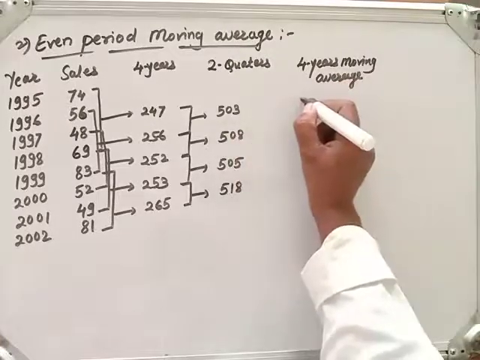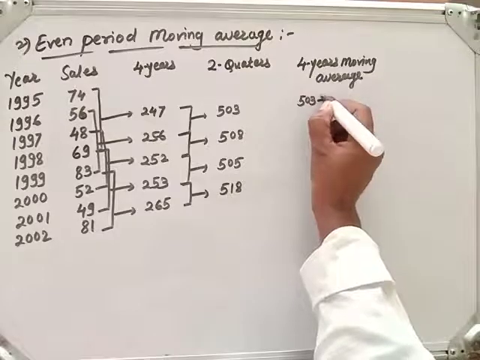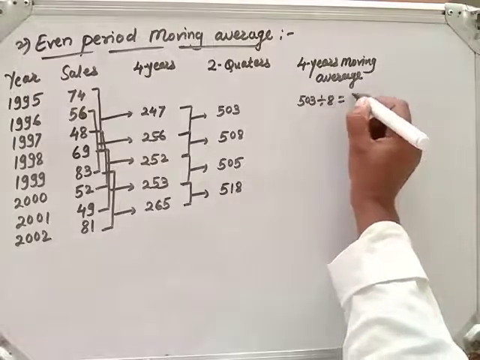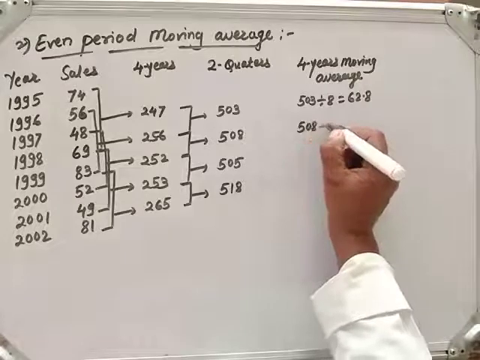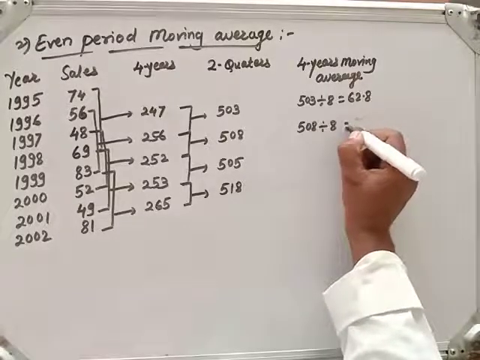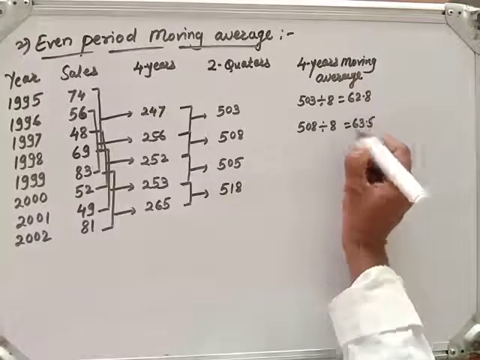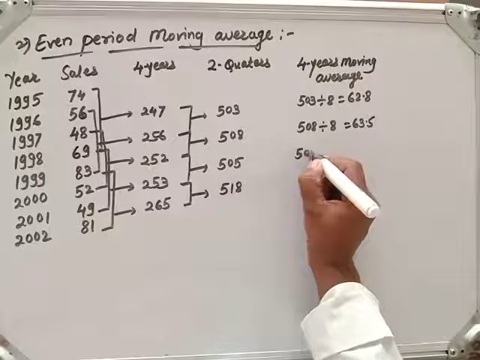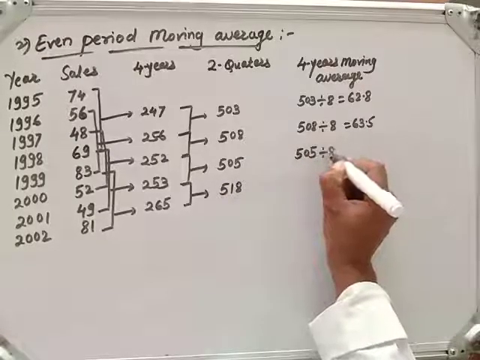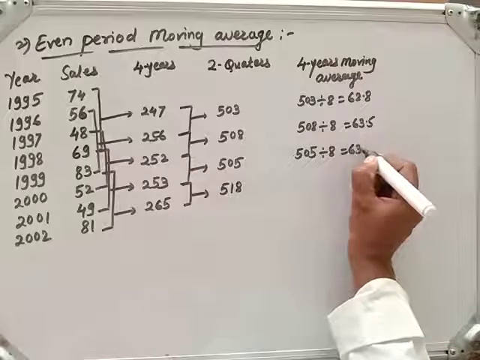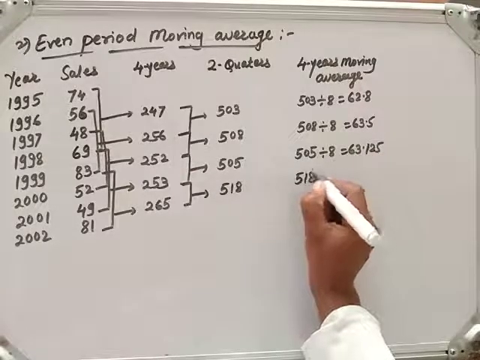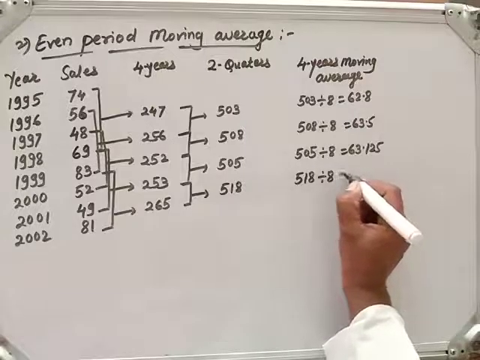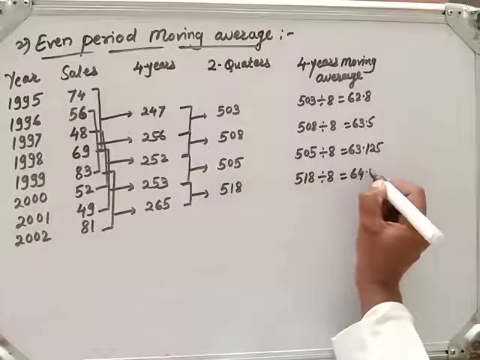4-year moving average. This is 503 divided by 8. So that is 62.8. This is 508 divided by 8. It will be 63.5. Then 505 divided by 8. So it is 63.125. And this is 518 divided by 8. So it is 64.5.